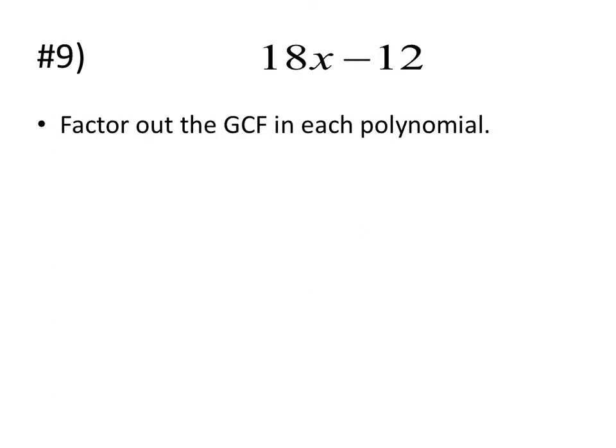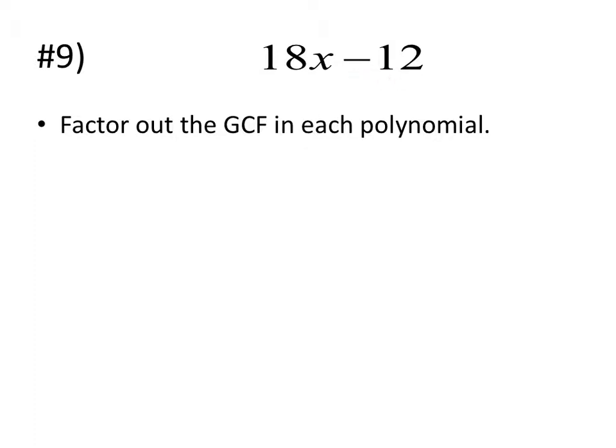Okay. Factor out the GCF in each polynomial. So in this case, you're going to factor it out instead of just writing it. So we're looking at each term and seeing what they have in common. So you've got 8x and negative 12. What do they have in common? Or I'm sorry, 18x. So first off, we're just looking at the numbers because there's only an x here, there is no x here.